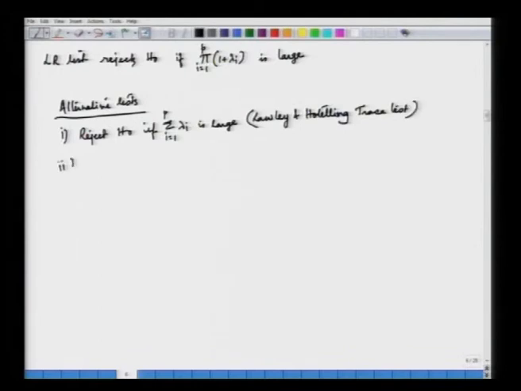The next one is to reject H naught if the maximum of these is large. It makes sense also, going by this principle, and this is called Roy's maximum root test. Root means here the characteristic root, which is another name for eigenvalue. Something more, we have reject H naught if the summation of lambda i over 1 plus lambda i is large, and this is by Bartlett et al.